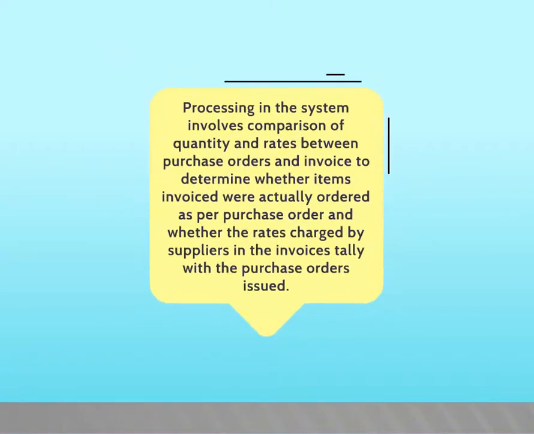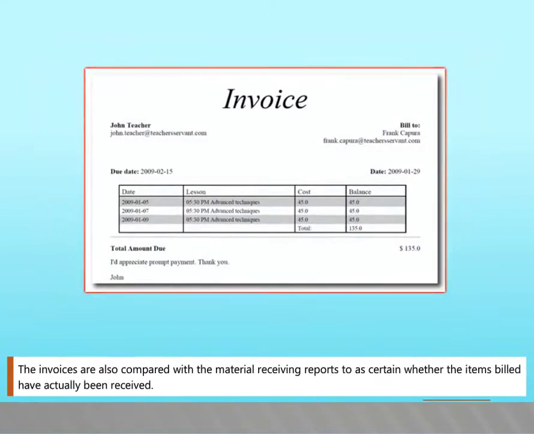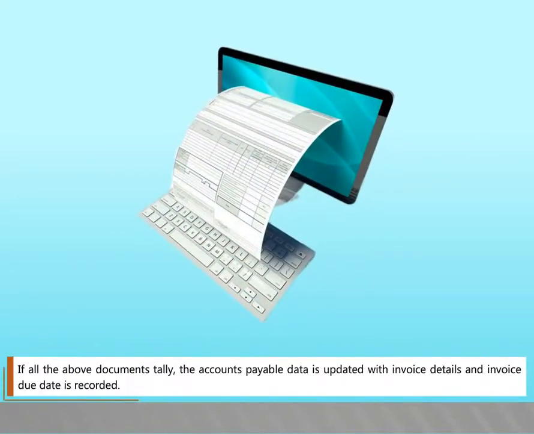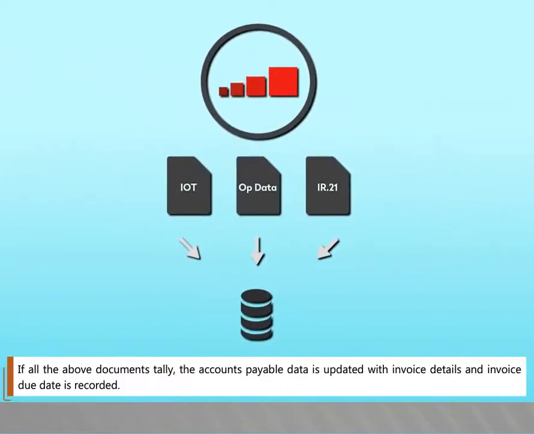Processing in the system involves comparison of quantity and rates between purchase orders and invoice to determine whether items invoiced were actually ordered as per purchase order and whether the rates charged by suppliers in the invoices tally with the purchase orders issued. The invoices are also compared with the material receiving reports to ascertain whether the items billed have actually been received. If all the above documents tally, the accounts payable data is updated with invoice details and invoice due date is recorded.